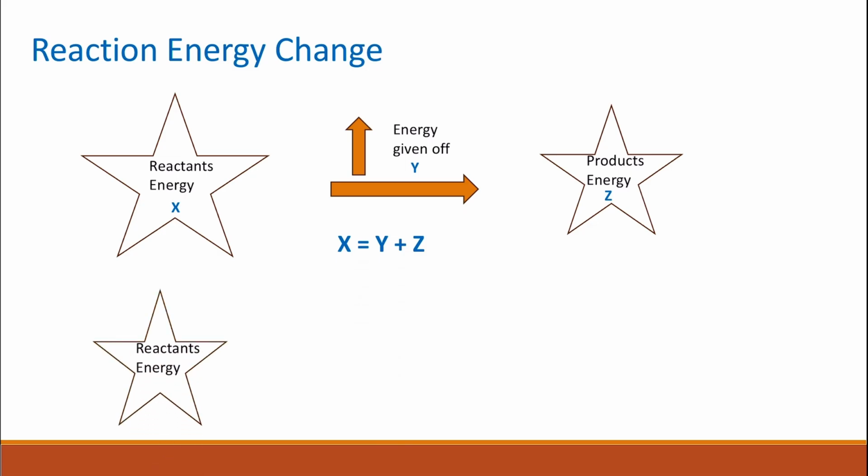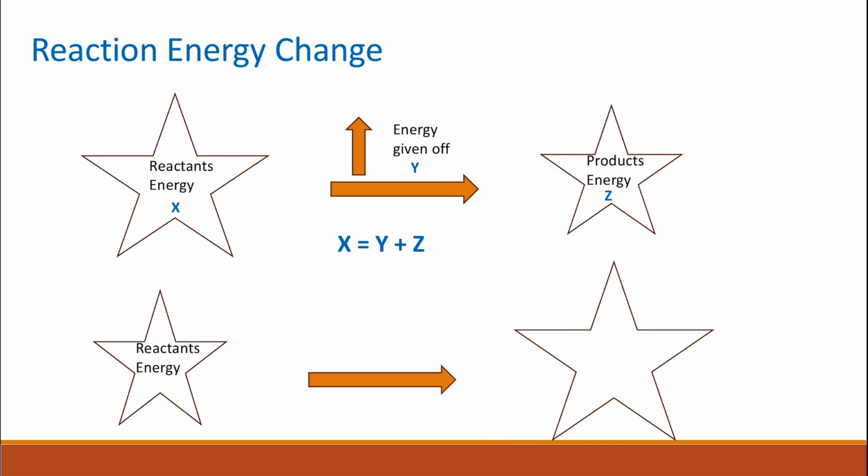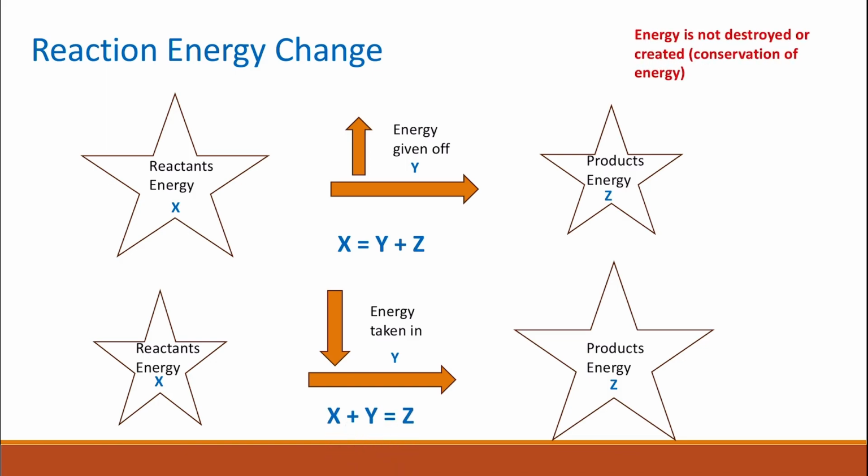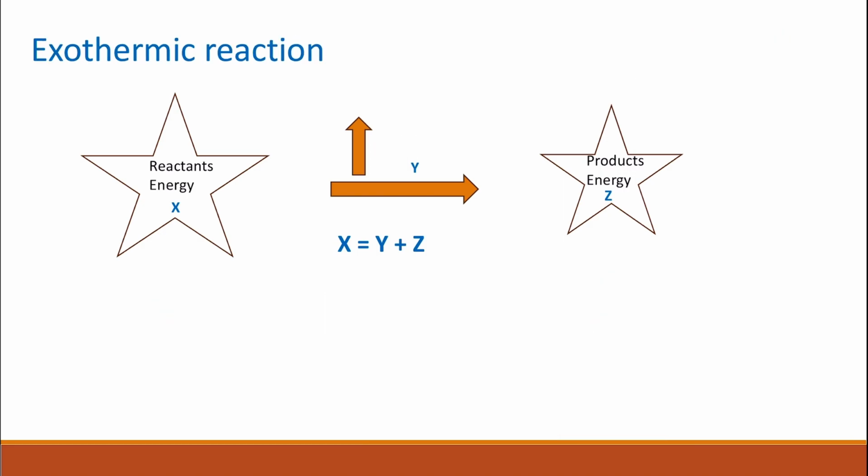The second scenario is when the reactant energy is less than the total energy of the products. In that case, energy must be taken in from the surroundings. And again, the total energy of the products will equal the energy of the reactants plus the energy that was taken in. So energy is not destroyed or created. This is called the conservation of energy.